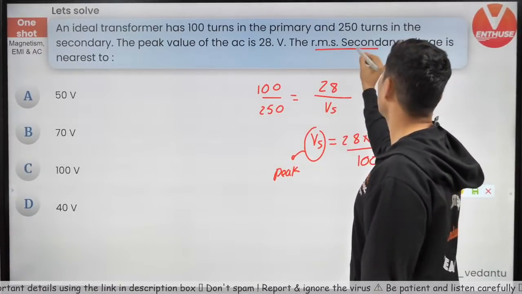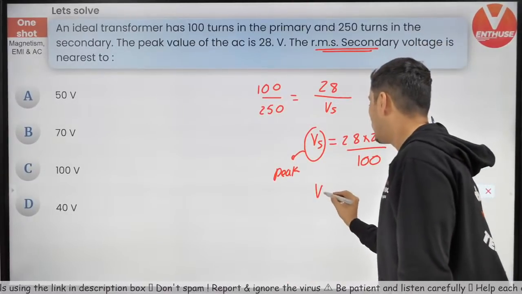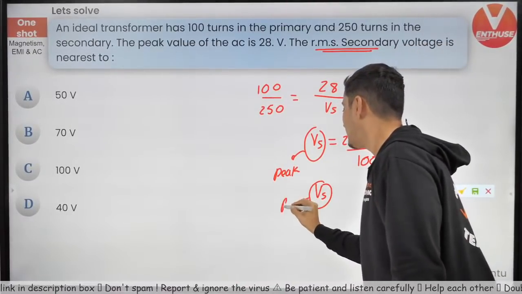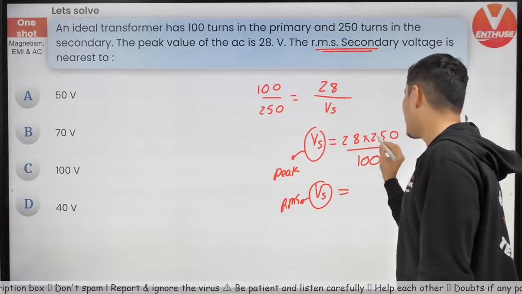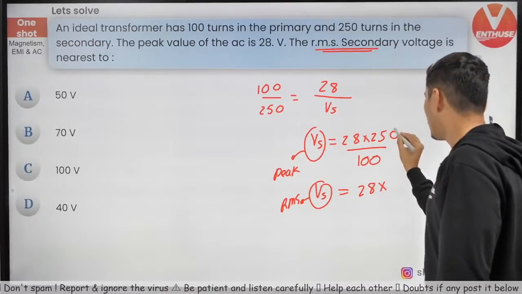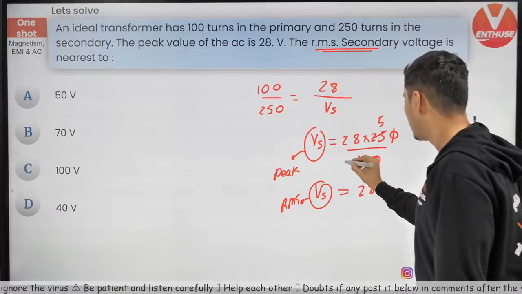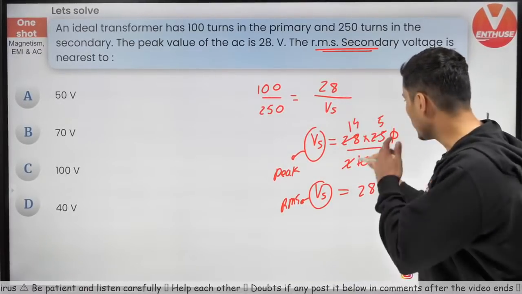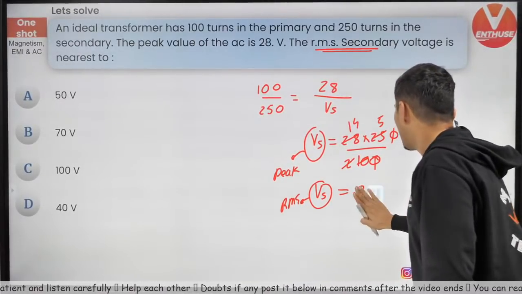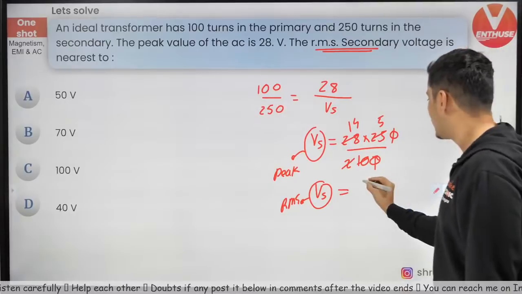The question is, what is RMS? So Vs, but the RMS value will be whatever you get here. So 28 into one of the zeros goes. This will be divided by 5. This will also be divided by 5. This will become 14. So here you will get 14 into 5, which is 70.